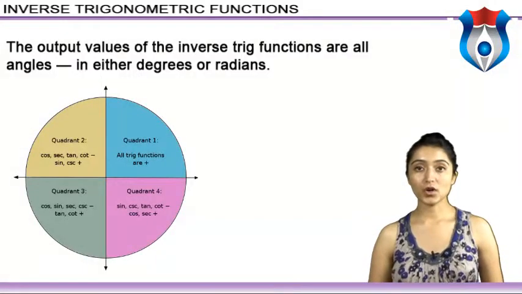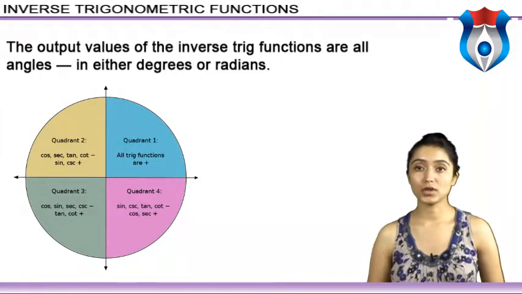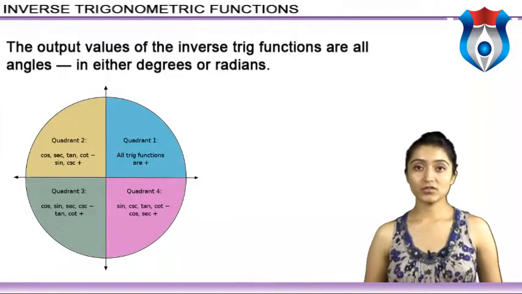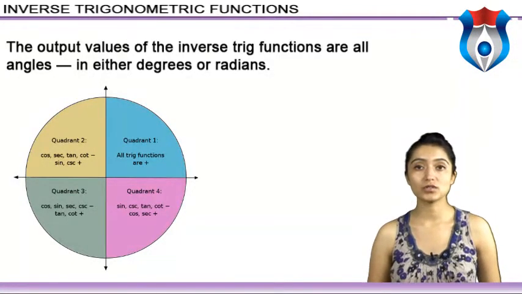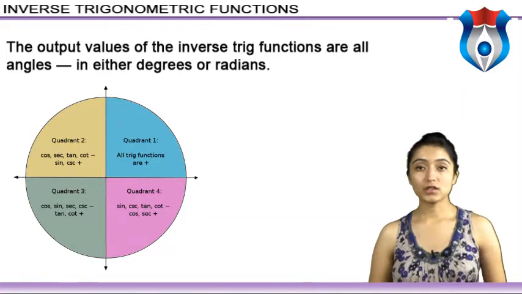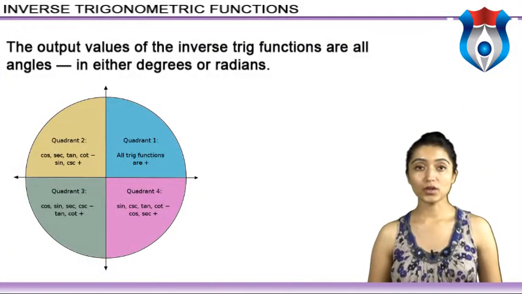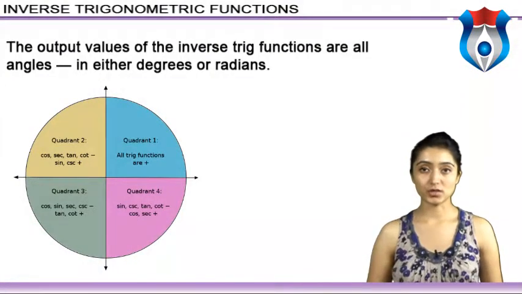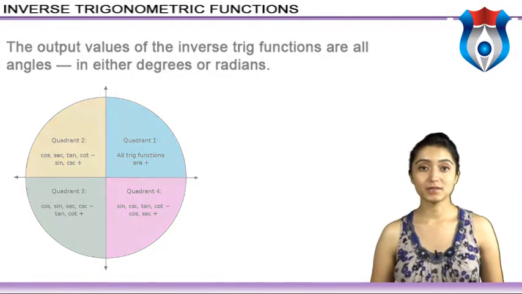The output values of the inverse trig functions are all angles in either degrees or radians. In general, the output angles for the individual inverse functions are paired up as angles in quadrants first and second, or angles in quadrants first and fourth. The quadrants are selected this way because the pairs are adjacent quadrants, allowing for both positive and negative entries. The notation for these inverse functions uses capital letters.